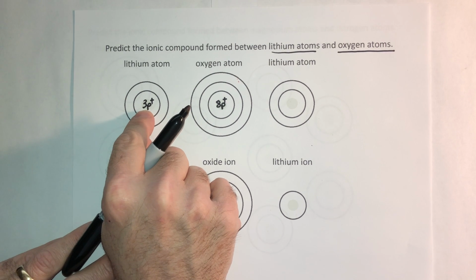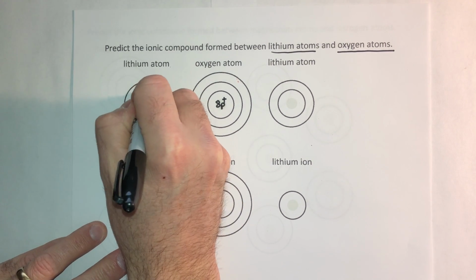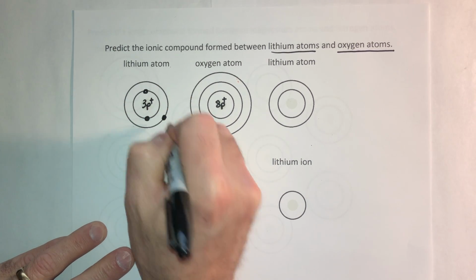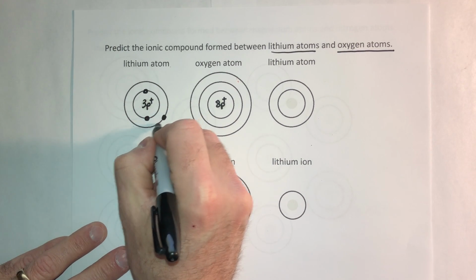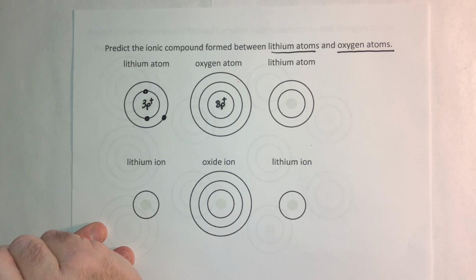If you have 3 protons, that means you have 3 electrons. 2 in the first ring and 1 left over. Let's put the leftover one here. So you have 1 valence electron. Valence electrons are the outermost electrons.